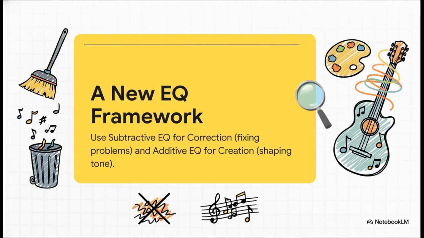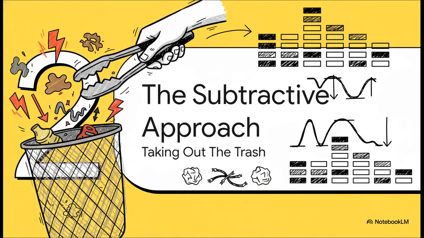So here's the new way to think about it, the framework we're going to use. You use subtractive EQ for correction. That's for fixing problems. And you use additive EQ for creation. That's for shaping the tone and adding all that cool character. One cleans the canvas, the other paints the picture. Simple as that.